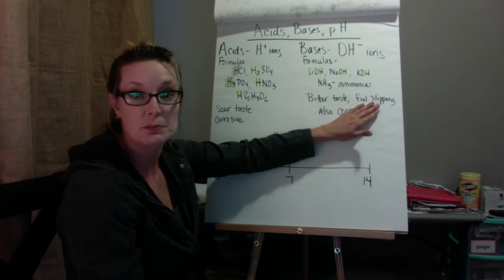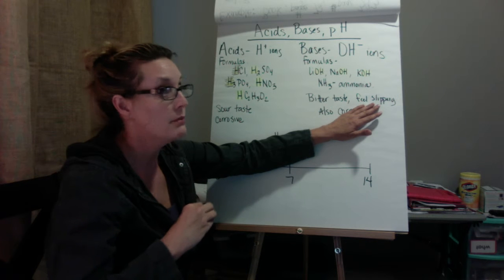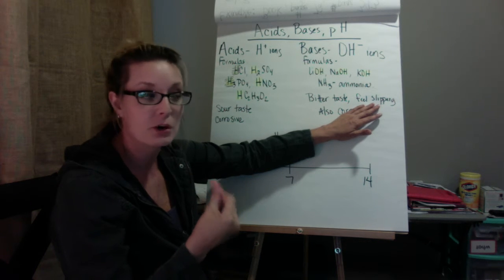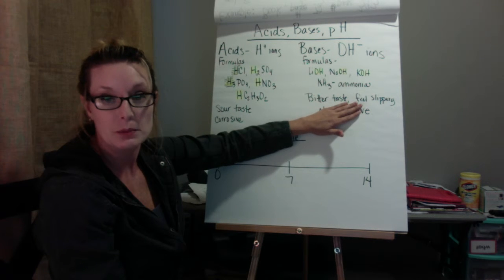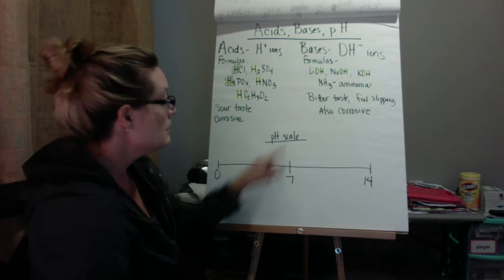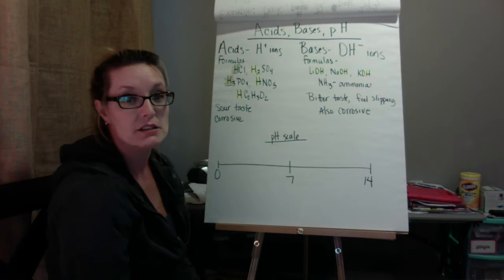They also feel slippery. These are like soaps, shampoos, lotions, detergents, bleach. These are all things that if you felt them or got them on your skin, they're kind of slippery. So that lets you know it's a base. All right, so let's talk about the pH scale. The pH scale is actually a measure of how many hydrogen ions are in the solution.